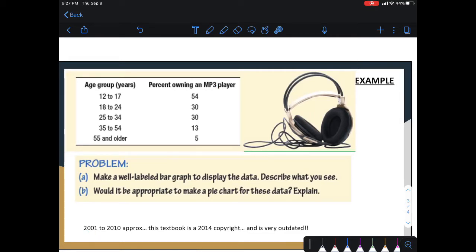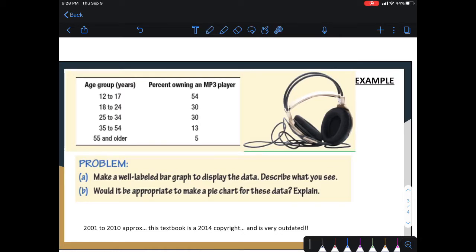So just know a little bit of history here for you. 2001 to 2010 is approximately when MP3 players were super hot. Like everybody had one, all right? And this textbook was written in 2014, so close to this end here. So probably at the tail end of the popularity of MP3 players, but they were still kind of out there, like people used it still. But this textbook clearly is very outdated now, especially like not many people use MP3 players anymore, right? We use our phones to stream music, so keep that in mind when you're looking at information.